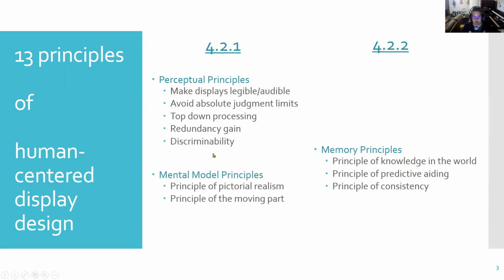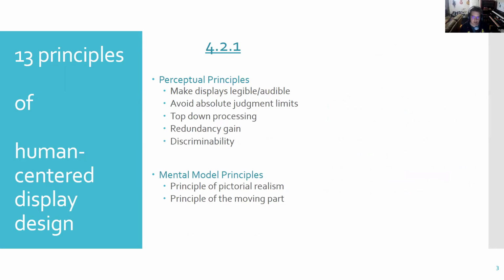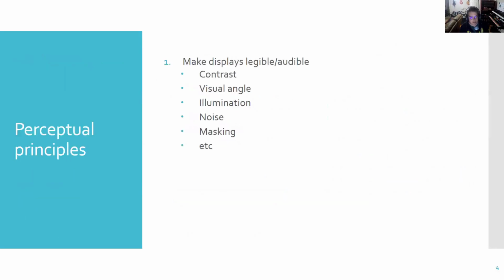All right, so first, perceptual principles. All right, very first one. And these are numbered 1 through 13. And that matters because for your homework, you're going to have to make a table where you number these principles 1 through 13, so we know what you're talking about. So the very first one.